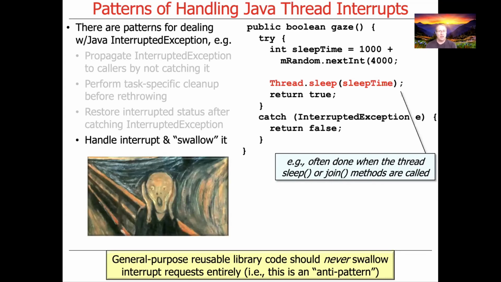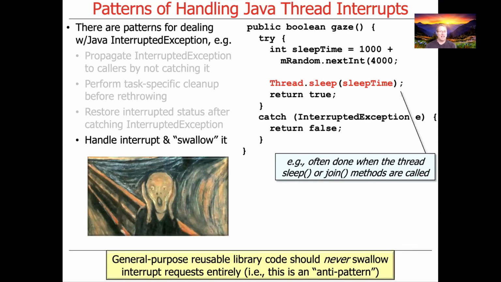Now, as a general rule of thumb, library code that's meant to be used by other applications, so-called general purpose third-party library code, should rarely, if ever, swallow interrupt requests entirely. In fact, it's typically considered an anti-pattern if you do things like that. Instead, what you usually want to do, if you really don't want to do anything with the exception, is at least restore the interrupt status after you catch it so that somebody up the call chain might handle it in some way.